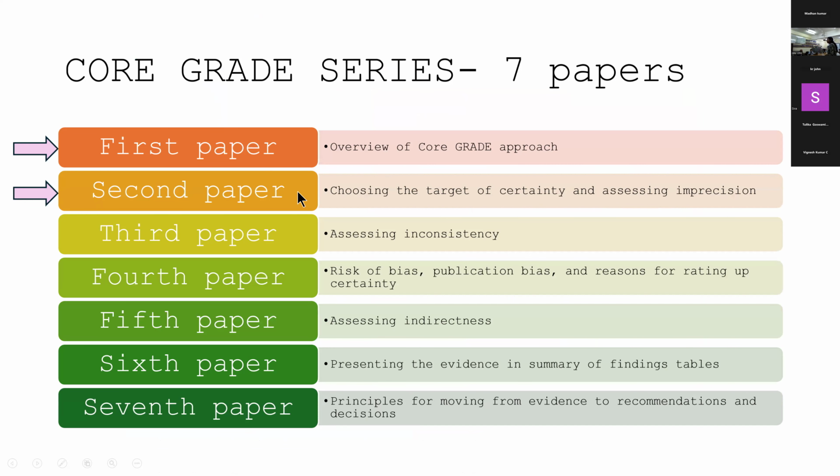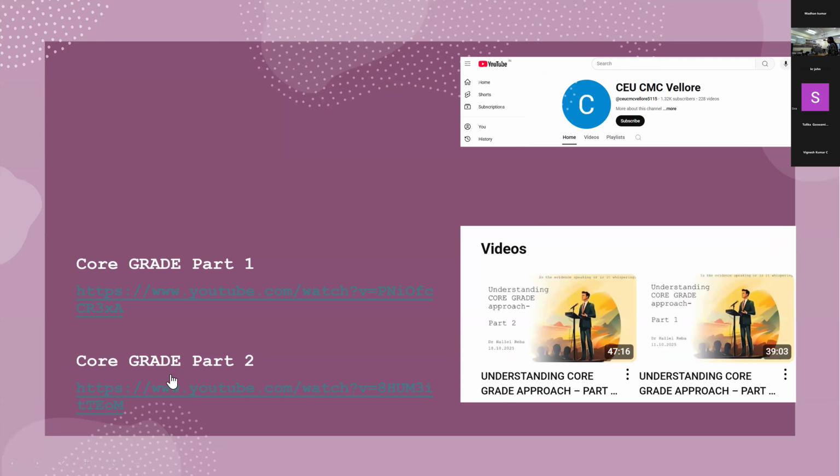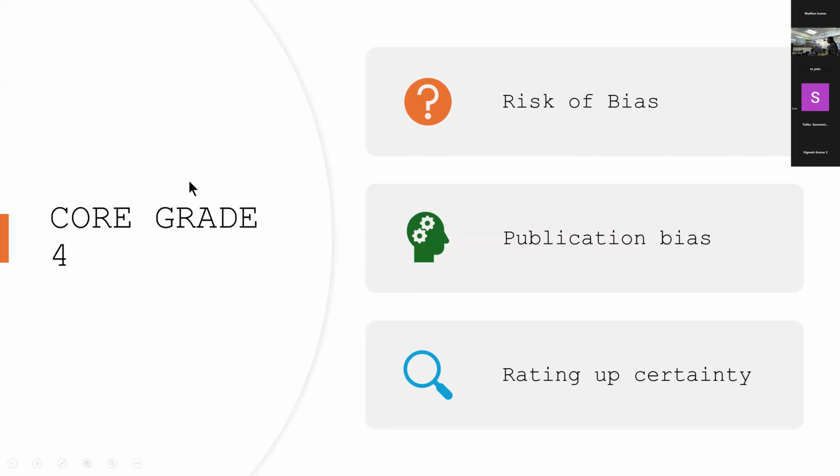The first and the second papers were covered in part 1, where we looked at the overview as well as imprecision. Last week, that is part 2, we looked at the third paper, assessing inconsistency. This week, we'll be looking at the fourth as well as the fifth paper. The fourth paper covers rating the certainty of evidence: risk of bias, publication bias, and reasons for rating up certainty. The other 2 lectures are found on our CU CMC Vellore page on YouTube, and the link to the videos is as follows. So let's go on, CORE-GRADE 4.